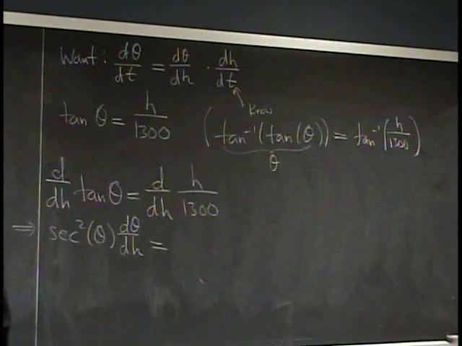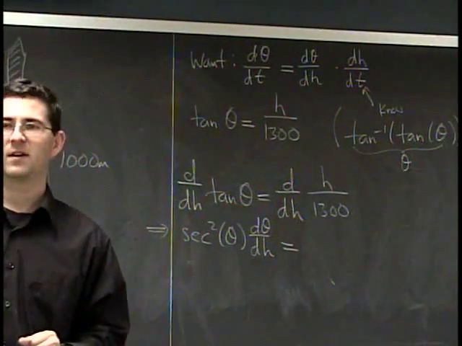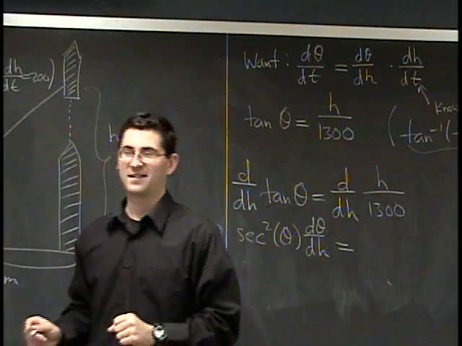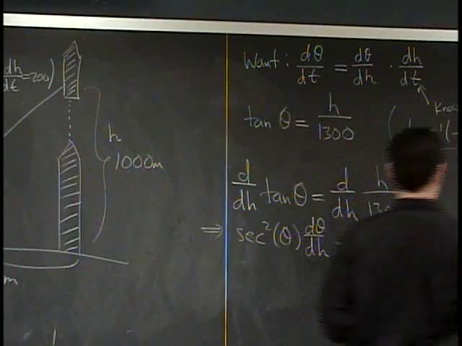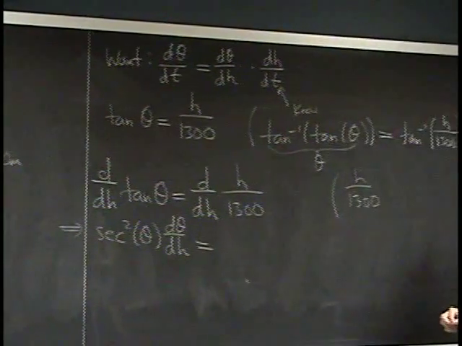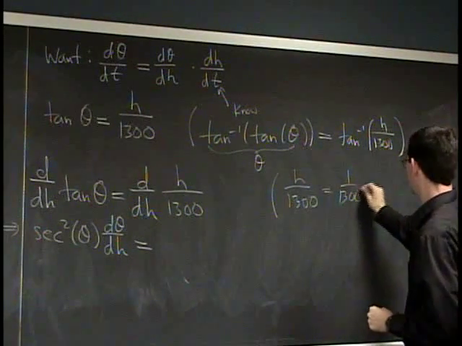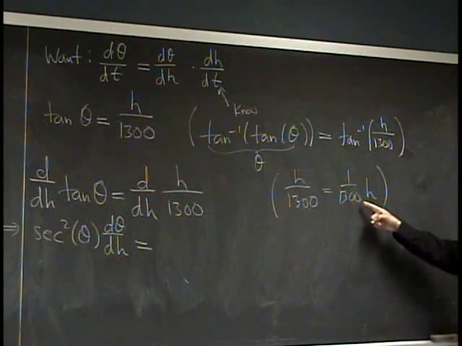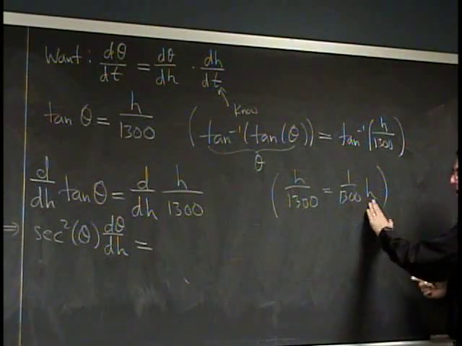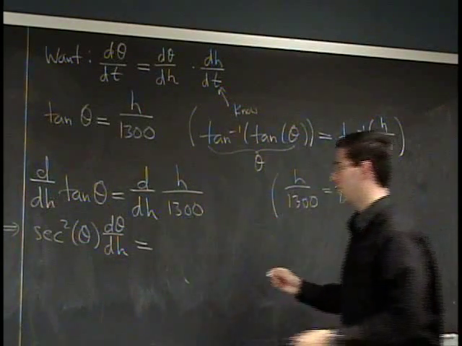And on the right side, what rule do I have to use? Quotient. Do I have to use the quotient rule for this? No, it's h over 1300. h over 1300 looks silly when you try to do derivatives, but this looks easy. Right? It's a constant times h. Of course, the derivative of a constant times h is what? Constant. It's just the constant, right? So you just get 1 over 1300.